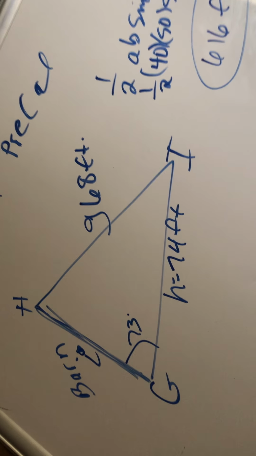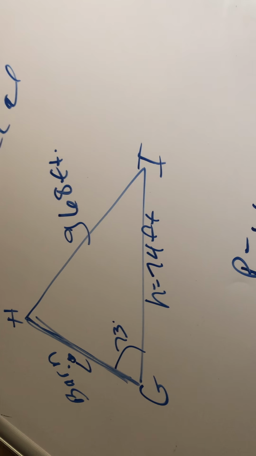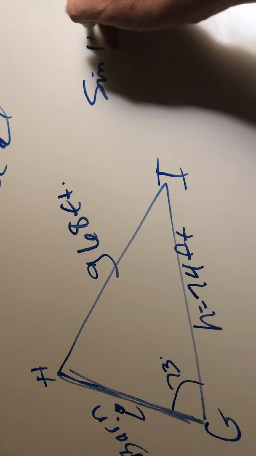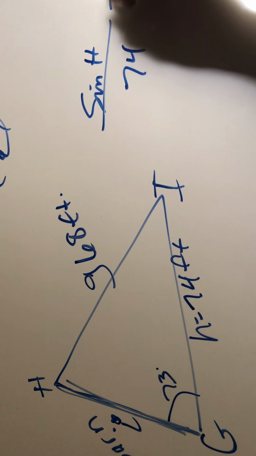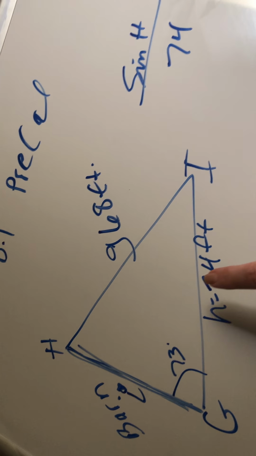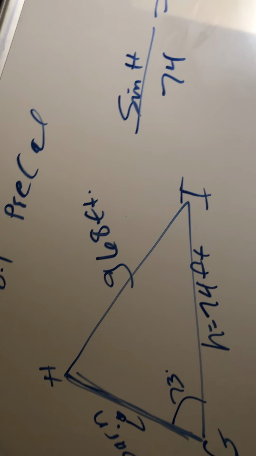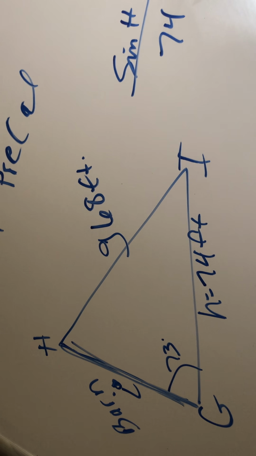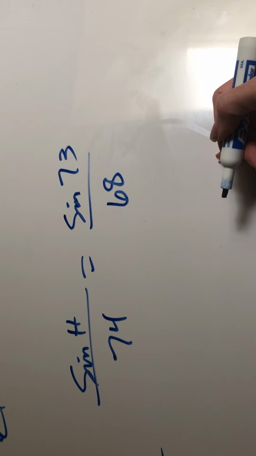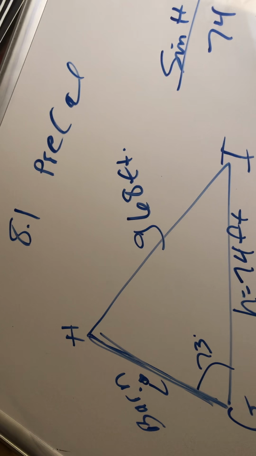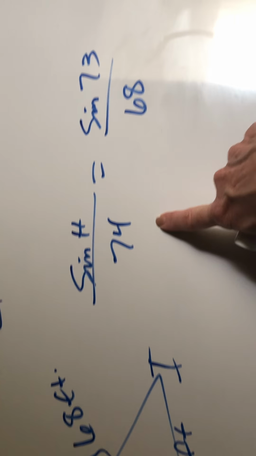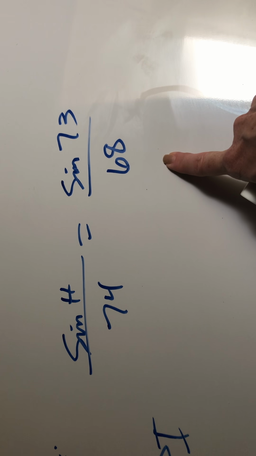Sine of H. Let me erase my old area and put this closer to the picture. So we'll put sine of H over 74, because again, it's the sine of the angle over the side length. And then sine of 73 over 68. So that's what that looks like using the law of sines. Again, sine of angle over side and sine of angle over side. So that's the way we set this up.